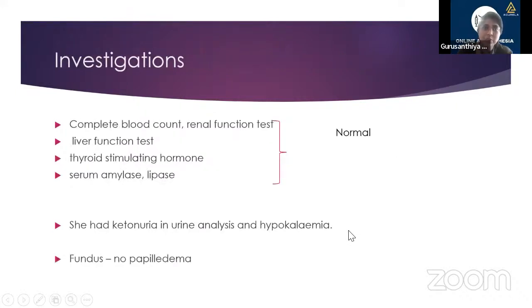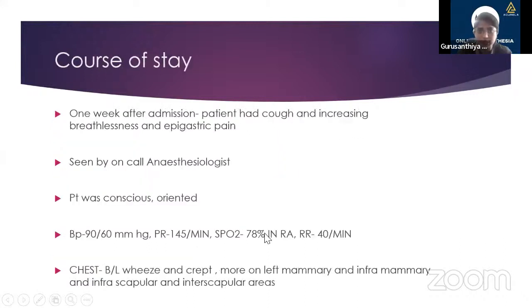During her course in the hospital, she was also investigated in the antenatal period and during the admission to evaluate the cause for hyperemesis gravidarum, if any was missed. The complete blood count, renal function test, liver function test, thyroid stimulating hormone, because hyperthyroidism can precipitate hyperemesis gravidarum. Serum amylase and lipase were done to rule out acute pancreatitis. All were normal. We also had her undergo a fundus examination to rule out any ICP rise, and there was no papilledema. She had ketonuria in urine analysis and hypokalemia following her starvation and dehydration, and she had hypokalemia from her vomiting episodes.